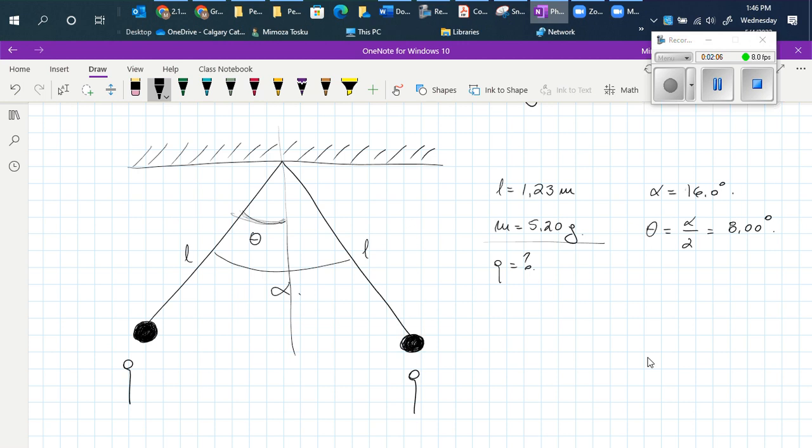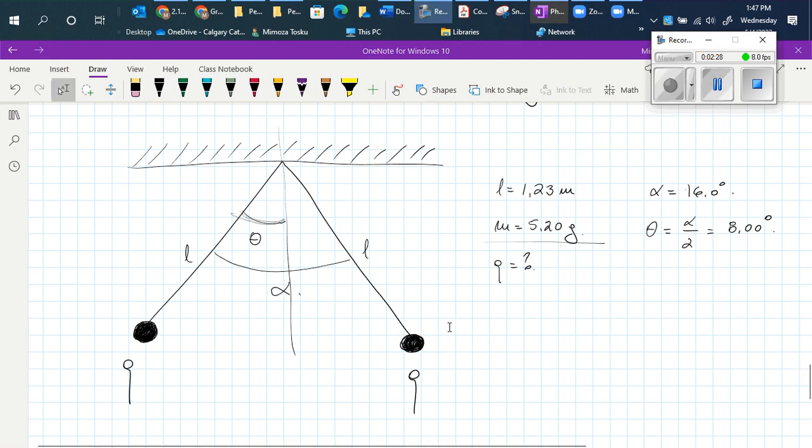So pay attention to the wording. If it is the total length, you divide it by 2, and if it is the angle created between the strings, then to work with the free body diagram and geometry, just divide that angle by 2.